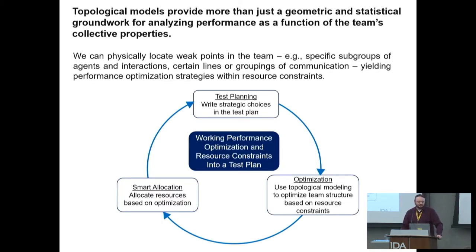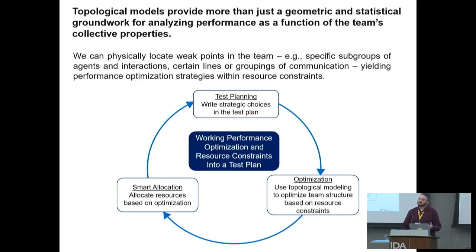Now, these models can do more than just provide an assessment of team performance, right? They can also provide a framework for optimizing team performance, or at least optimizing within any constraints that might be imposed on the system. So we can actually physically locate weak points in a team. A weak point can be an agent not pulling his weight. That could be a group of agents not pulling their weight. It could be any number of things that are causing that team to perform at a level less than what is required or what is expected.